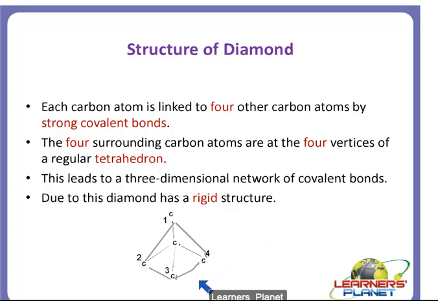Now due to this covalent bond or this three-dimensional network, diamond has got what? It has a rigid structure. It is a very strong compound, right? Or it is a very strong allotrope of carbon.